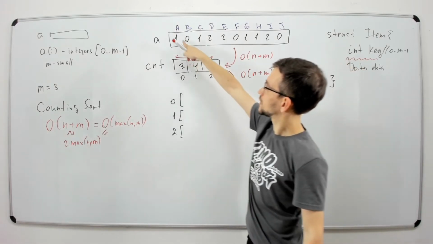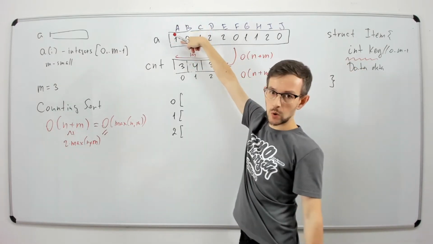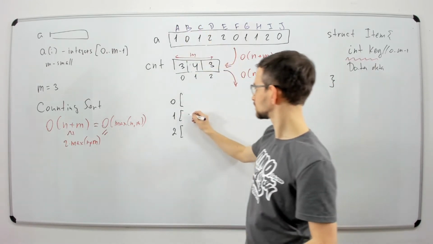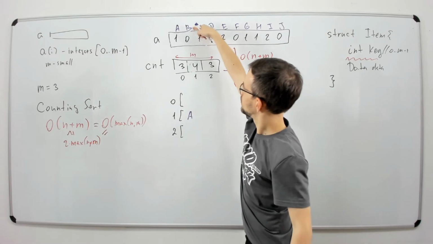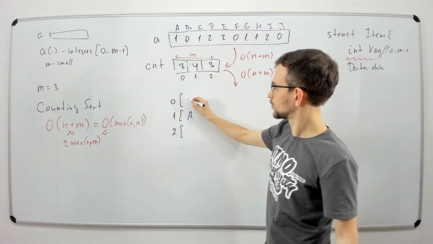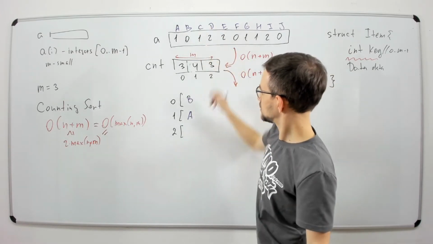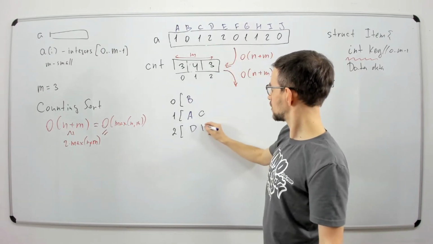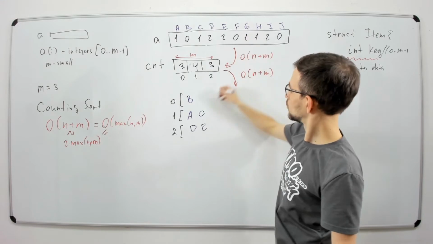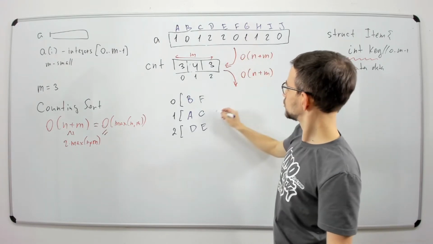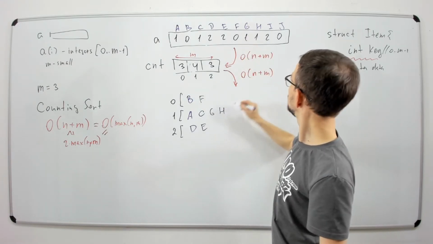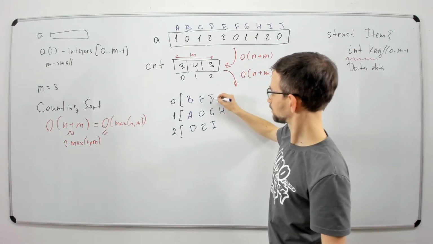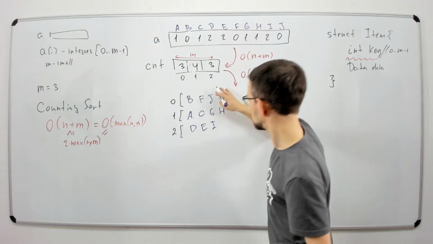So we look at object A. Object A has the key equal to 1. So we take this element A and put it into this bucket. Now object B has key equal to 0, so we move it into this bucket. So C moved here, D moved here, E moved here, F moved here, G moved here, H moved here, I moved here, and J moved here. This is J.